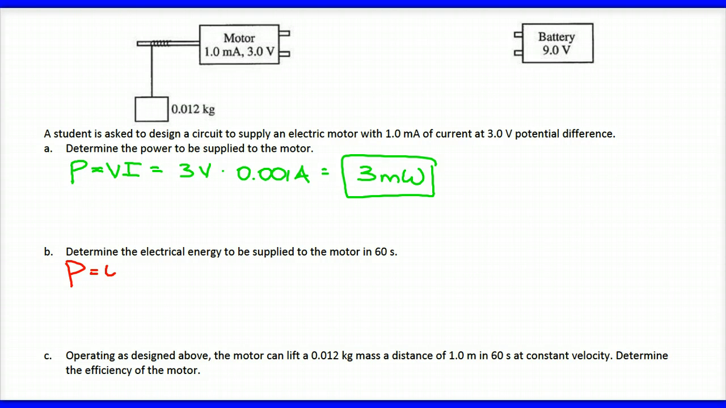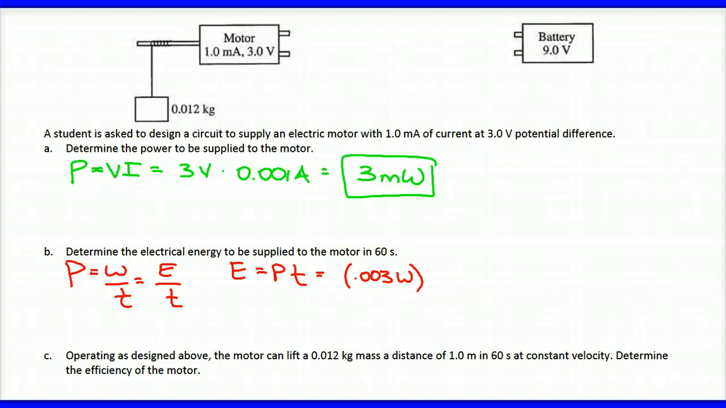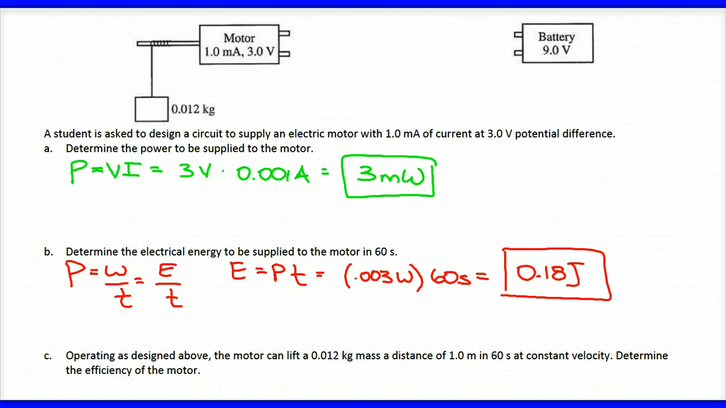Power, by definition, is work over time, and work is the same as energy. Those are equivalent via the work-energy theorem. So therefore, energy is going to be equal to power times time. Now we're going to take that 3 milliwatts, or the 0.003 watts that we solved for in part A, and multiply that by 60 seconds. When we do that, we get 0.18 joules, being our answer for the amount of energy supplied to the motor in 60 seconds.